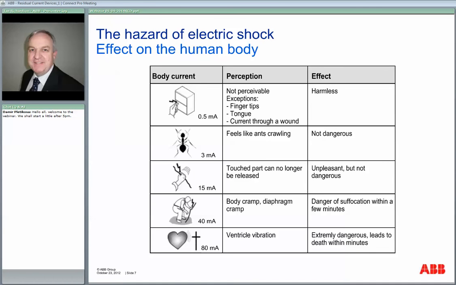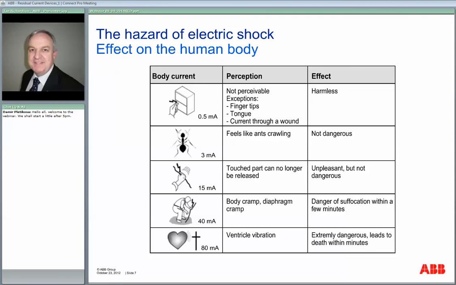We can now move on to worrying, in effect, if a person does get hooked up, as we say, or suffers a bit of a connection to a live component and they have a current flowing through their body, just what effects is that likely to have? So this table is quite handy. If we say that there's about 0.5 milliamp flowing, it's generally considered to be not quite perceivable. You would barely even know that there is a current flowing through you, so it's quite harmless. Get to 3 milliamps, which is still a very low amount of current, but it actually feels this weird sensation of ants crawling all over your skin. Not dangerous, but a little bit unpleasant.